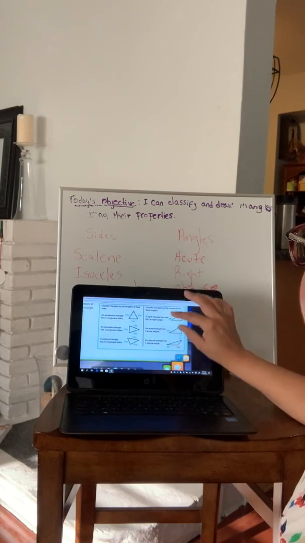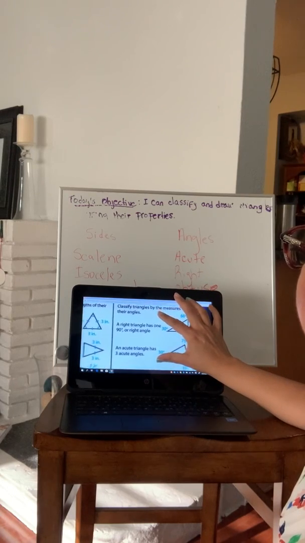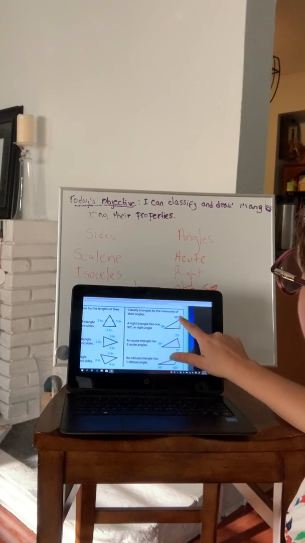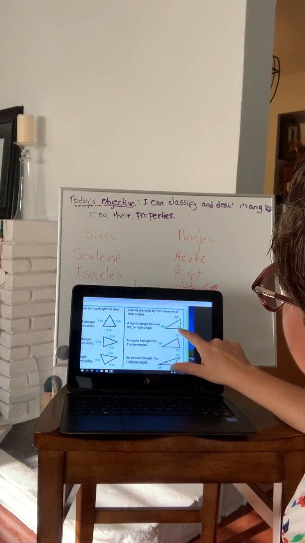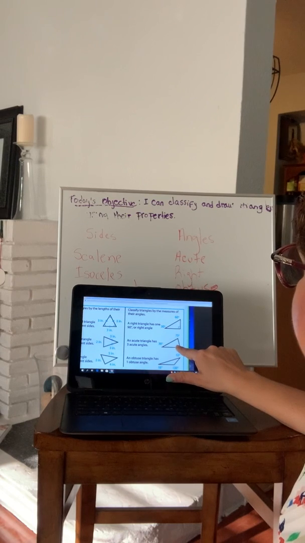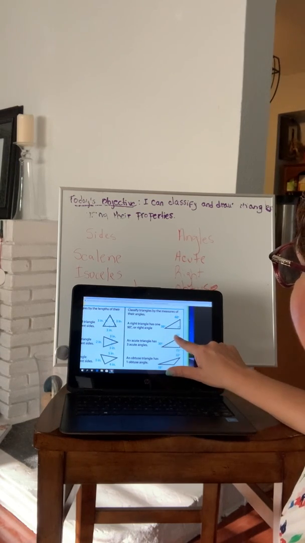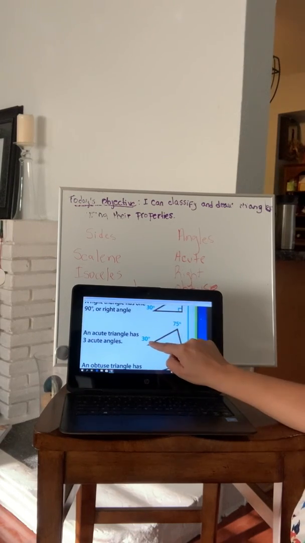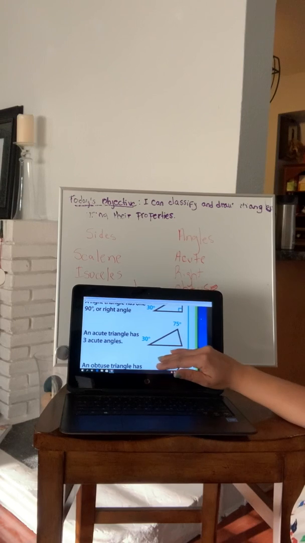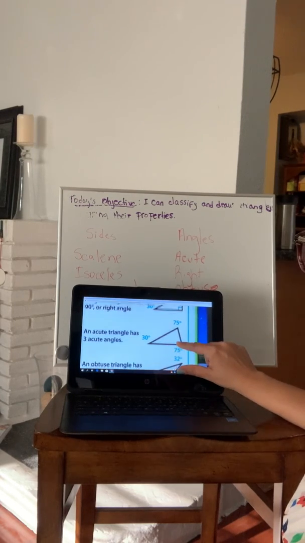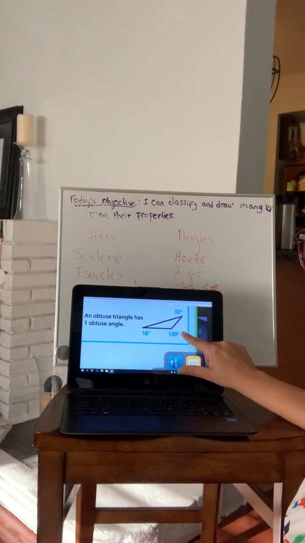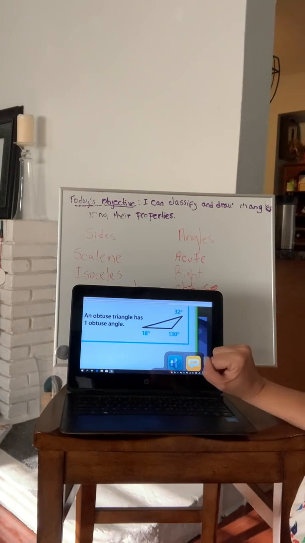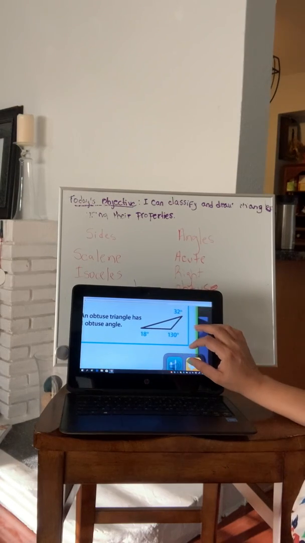So then we're going to classify by angles right here. The right angle, this one's right, see it's a 90-degree angle right there. An acute triangle has three acute angles, each one is less than 90 degrees. You see that? This is 30, 75, 75. They're smaller than 90 degrees, so that's acute. And then for this one, an obtuse triangle, there's at least one angle that's larger than 90 degrees. And this one here is 130, okay? So that makes it obtuse.